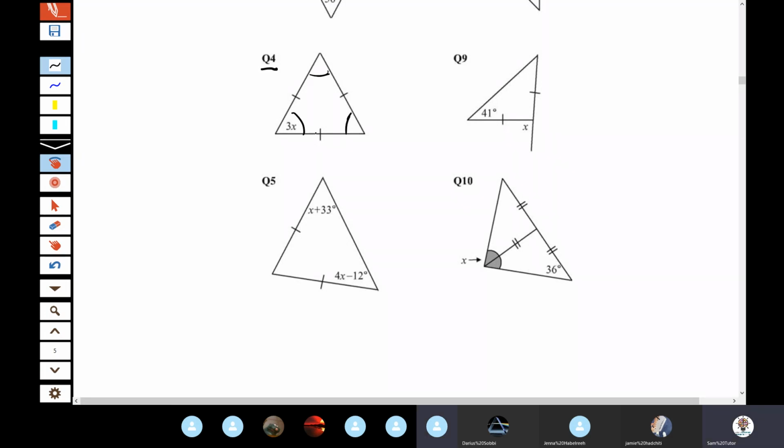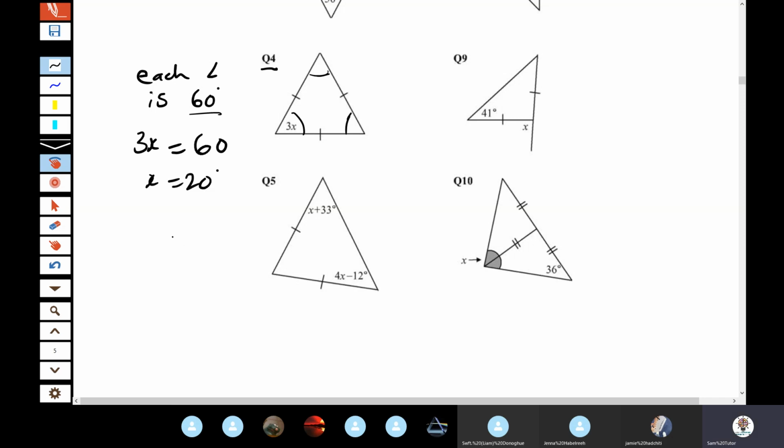One more thing. 60. Say that again. It's 60 degrees on each angle. That's an important one. So the fact that you guys know that it's all the same, you need to know that they're all equal to 60. 60, 60, 60. So in other words, what does 3x equal? Well, that's easy now. It's 60, which means x is 20 degrees.